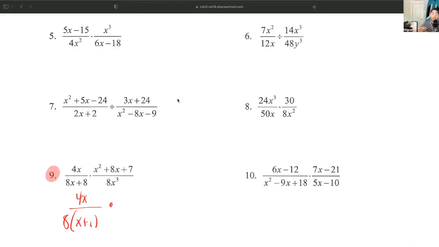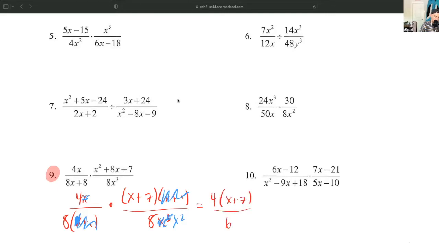X squared plus 8x plus 7. X plus 7 times x plus 1 over 8x cubed. Okay, so what cancels out? X plus 1's cancel out. Let's go ahead and cancel out some of the x's here. An x can cancel out on top, and then one of the x's on the bottom right can cancel out, and that's just going to become x squared. And so right now, just right now, we have 4 times x plus 7 over 64.